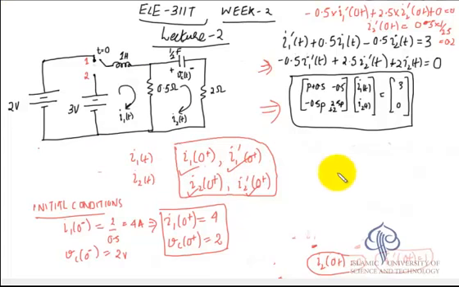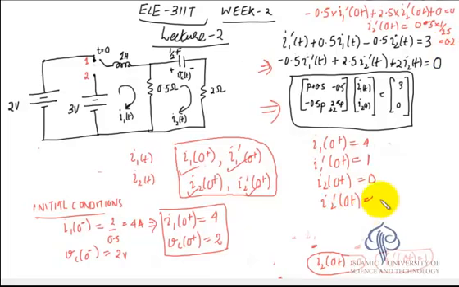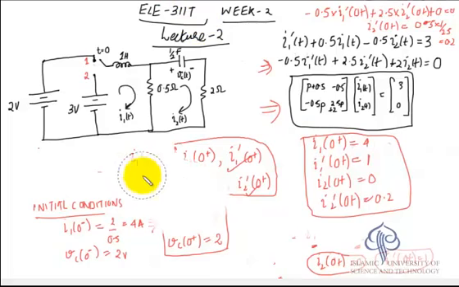So let me write down the initial conditions. So I1 0 plus, we have seen is 4. I1 dash 0 plus we have seen here it is 1. I2 0 plus we have seen it is 0, and I2 dash 0 plus we have seen it is 0.2. So these are the 4 initial conditions, and this is all the information that we need to solve the differential equations.